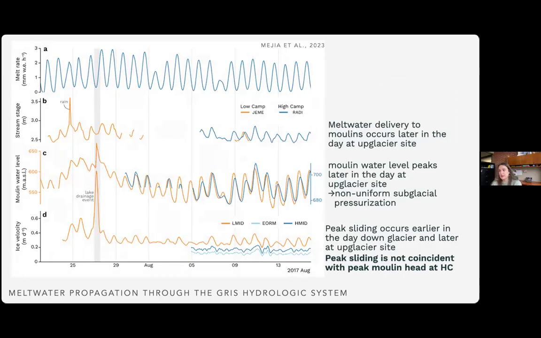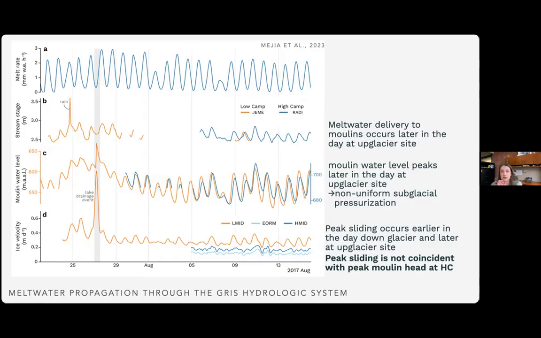But if we were to look at this same data as a time series, here we can see the same order. So we have our melt rate at the top, our stream stage, moulin water level, and then our ice velocity with the orange colors denoting our lower elevation sites, our smaller catchment, and then the blue indicating our high campsite. So from this, we see that one, our supraglacial residence time, so meltwater in these larger catchments, is delaying meltwater delivery to moulins. We see that because of these supraglacial routing delays, moulin water level is peaking later in the day at our upglacier sites than they are downglacier.